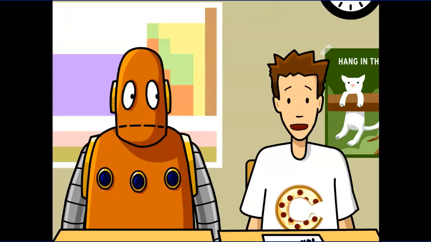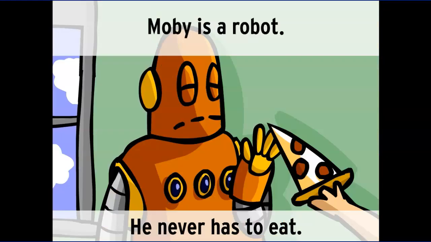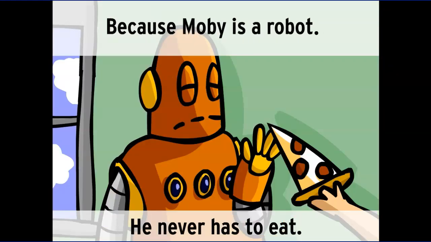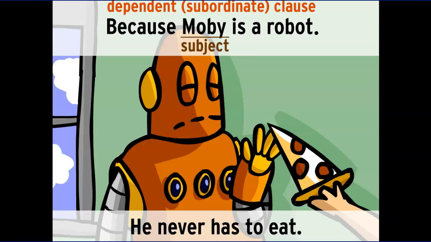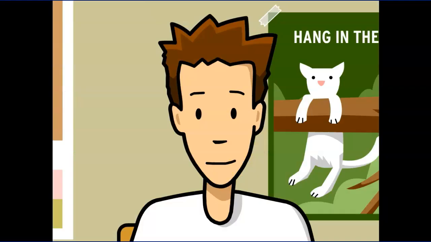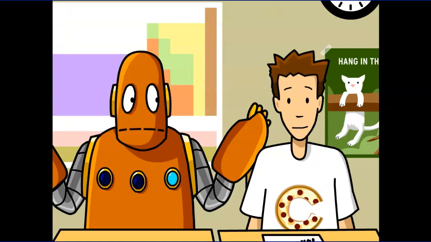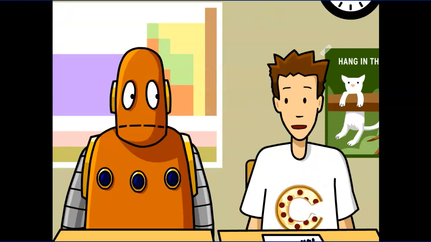Using just one type of clause over and over is bound to put your readers or listeners to sleep. Combinations of different clauses make sentences a lot more compelling. Because Moby is a robot is a dependent or subordinate clause because it can't stand alone as a sentence. It has a subject, Moby, and a predicate, is a robot, but it's not a sentence. Just listen to it out loud. Because Moby is a robot. Right? It sounds like I'm about to say more, because it's not a complete thought.